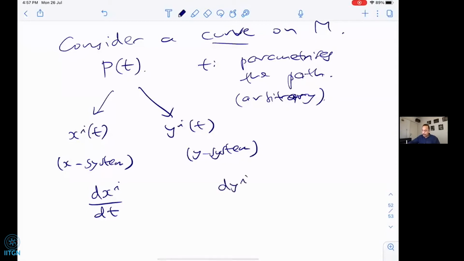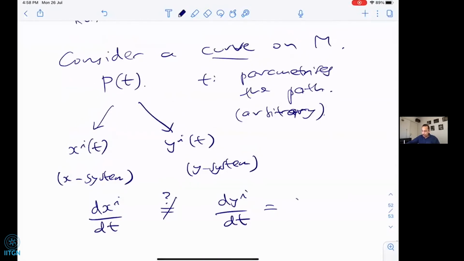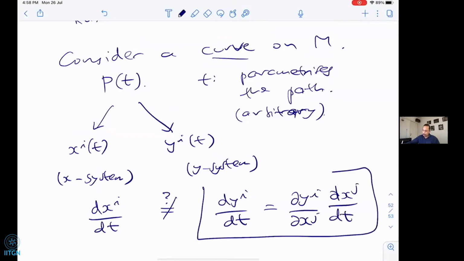Similarly, here I have dy^i by dt. It's the rate of change of the coordinate of the same point as it moves the same way, but in a different coordinate system. And what is the relation? Obviously, they are not equal. Instead, the relation follows again by chain rule that dy^i by dt is del y^i by del x^j times dx^j by dt. Okay, and this is relation 2.